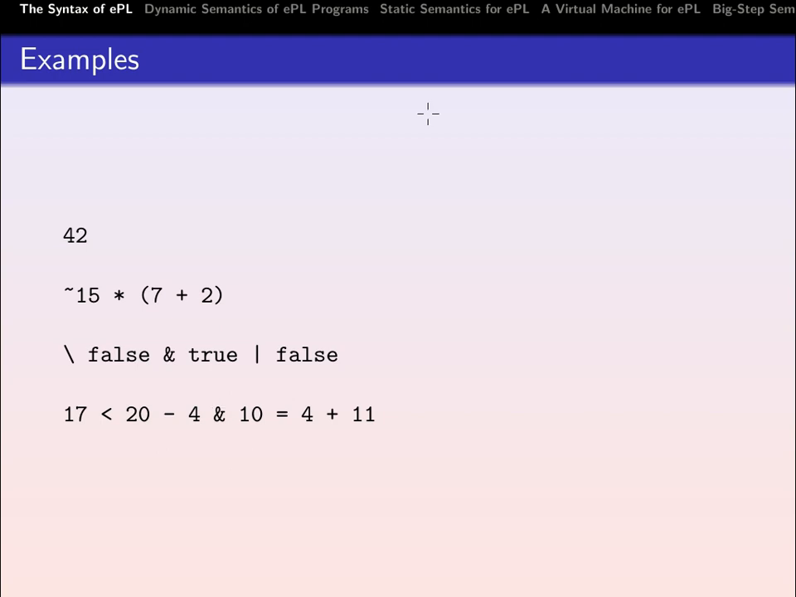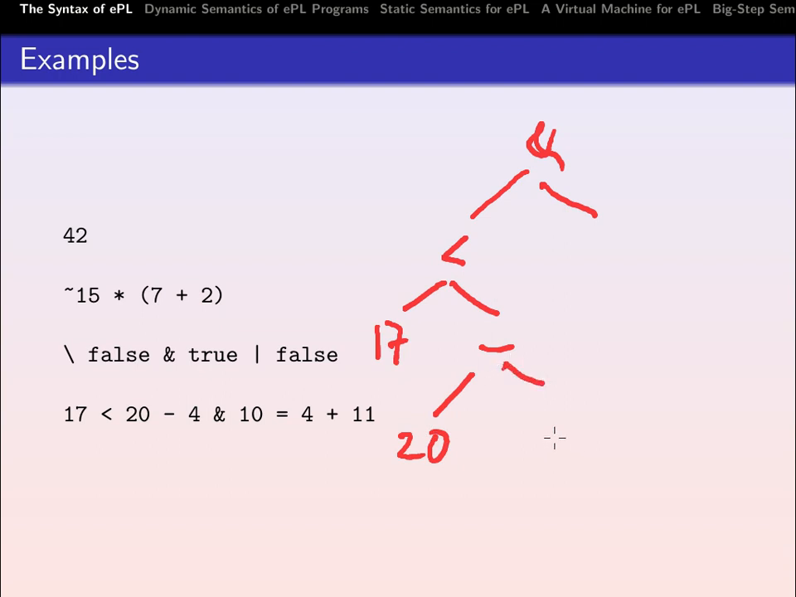What's the root? Tell me. And, the ampersand sign. Let's go to the left. What's here? Less than. Very good. Then here, 17. Then here, minus. Equals.